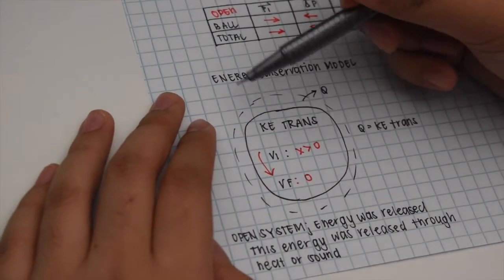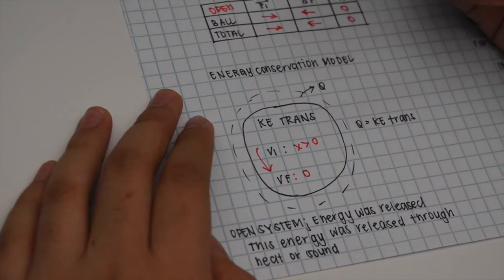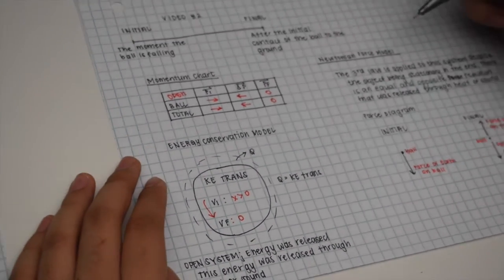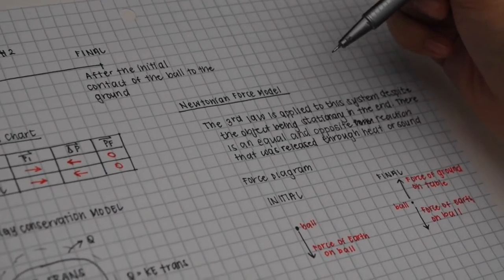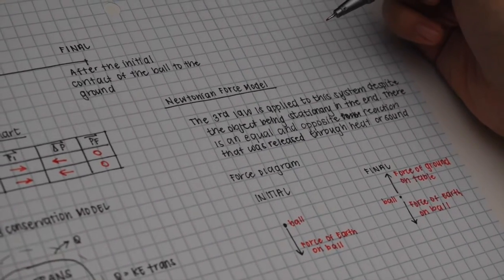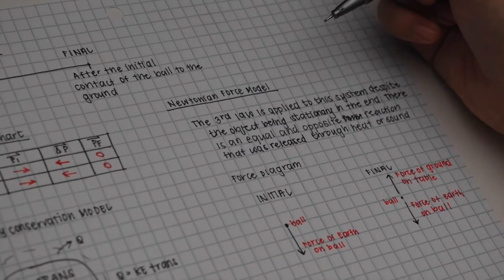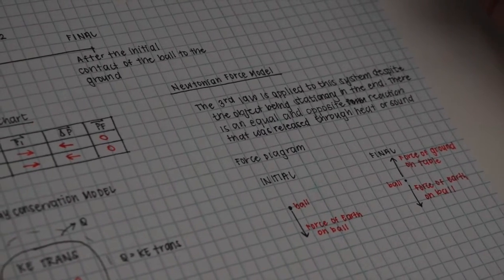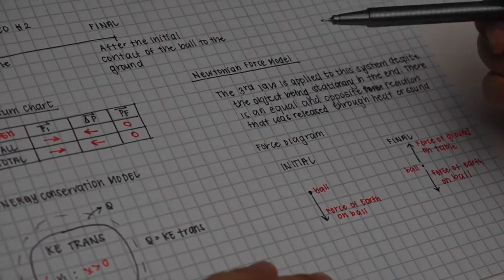Since it is an open system, I drew it as dashes, and energy can be released either through heat or sound. If you show this motion in a Newtonian force model, the third law is applied to this system despite the object being stationary in the end, because Newton's third law states that there is an equal and opposite reaction to any force. So even though it is stationary, there is a force acting on it that causes the opposite and equal reaction. This can be seen in a force diagram.